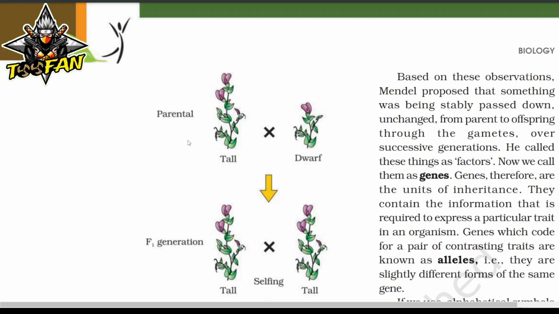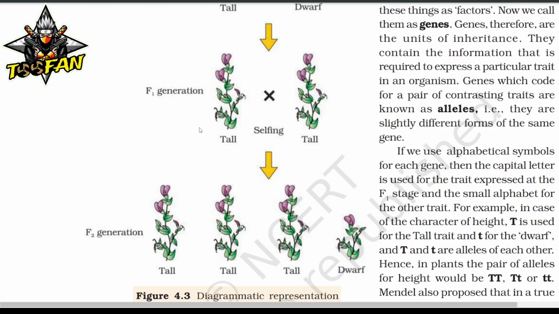Genes, therefore, are the units of inheritance. They contain the information that is required to express a particular trait in an organism. Genes which code for a pair of contrasting traits are known as alleles, that is, they are slightly different forms of the same gene. If we use alphabetical symbols for each gene, then the capital letter is used for the trait expressed at the F1 stage and the small alphabet for the other trait.